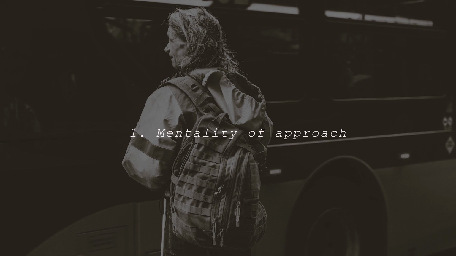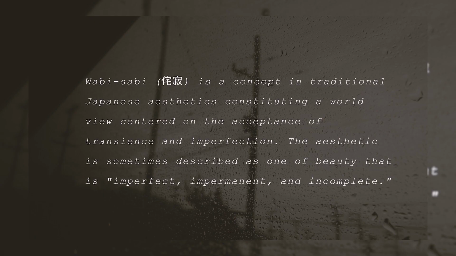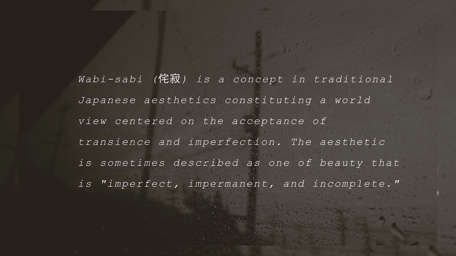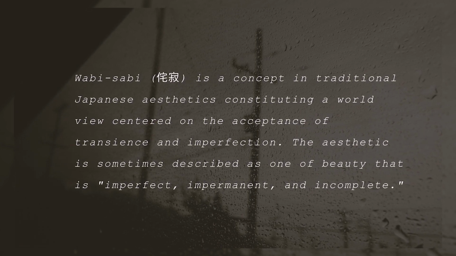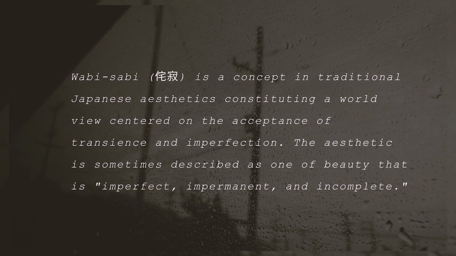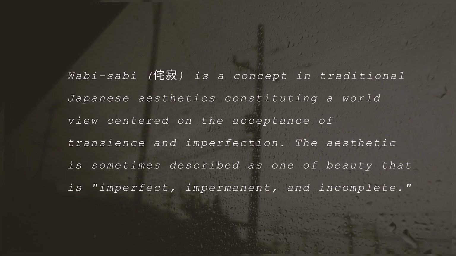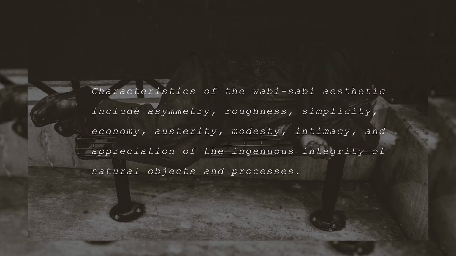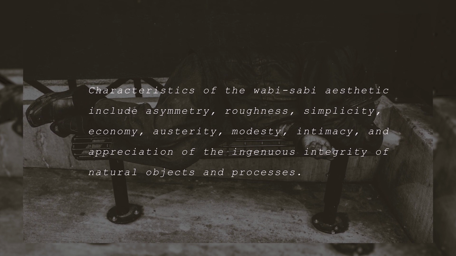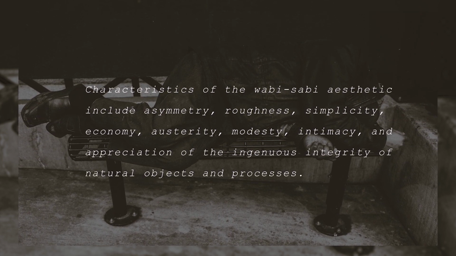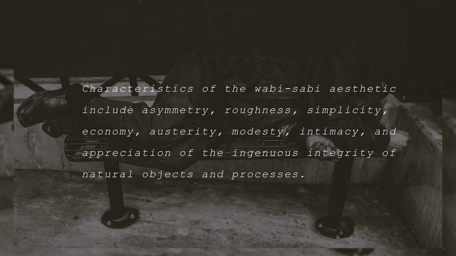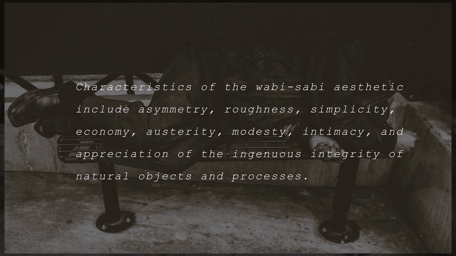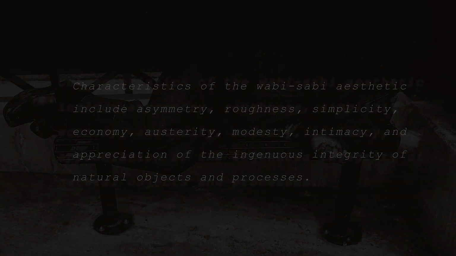Mentality of approach. Wabi-sabi is a concept in traditional Japanese aesthetics, constituting a worldview centered on the acceptance of transience and imperfection. The aesthetics is sometimes described as one of beauty that is imperfect, impermanent, and incomplete. Characteristics of the wabi-sabi aesthetic include asymmetry, roughness, simplicity, economy, austerity, modesty, intimacy, and appreciation of the ingenuous integrity of natural objects and processes.